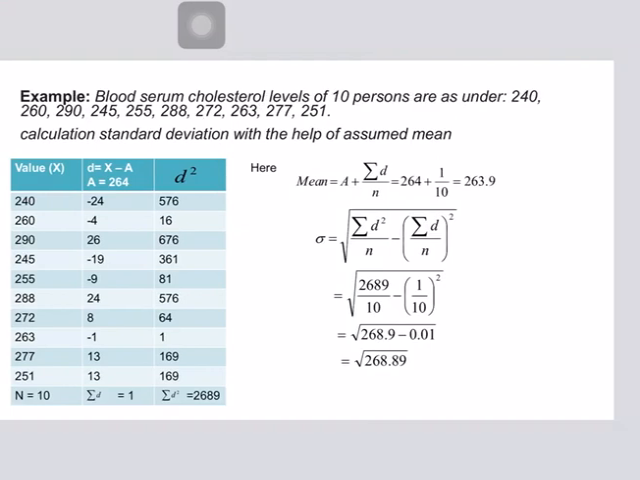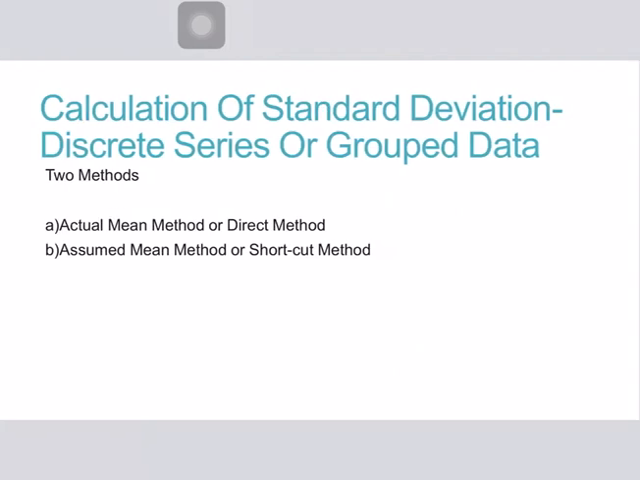Up to the last slide we discussed the ungrouped data, and now we are going to discuss discrete series or grouped data, calculation of standard deviation. There are two methods, direct method and shortcut method. First method for grouped data: actual method or direct method.